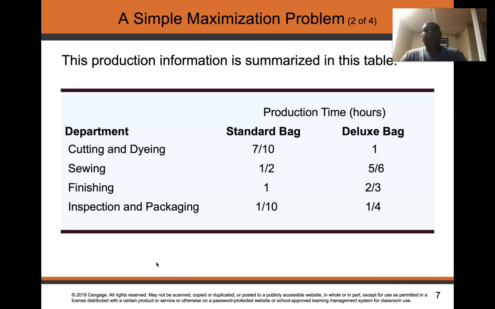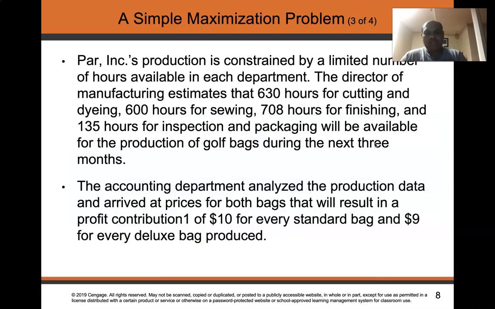Now, the time in hours for each of the 2 types of bags that you want to make to go through each of the 4 departments is given here. It can take 7/10 of an hour for the cutting and dyeing department for the standard bag, half an hour of sewing, 1 hour of finishing, and 1/10 hour of inspection and packaging, while these are the times for the deluxe bag in hours. So that's something to keep in mind.